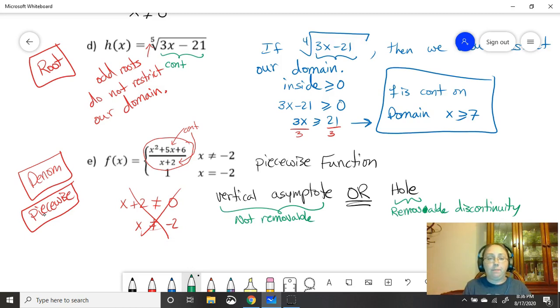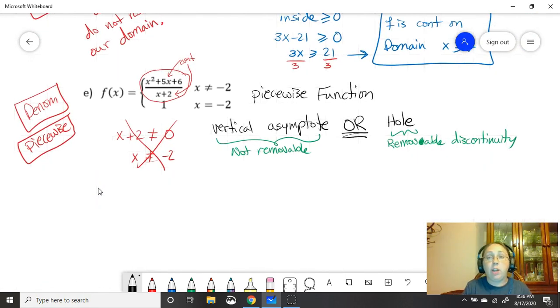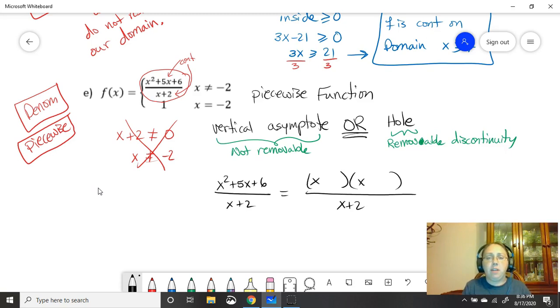Alright, so which one is it? How do we tell? Well, what you're going to do is take that function, that fraction, and factor top and bottom and try and reduce it. So x squared plus 5x plus 6 over x plus 2. So let's factor the top, two parentheses. So x squared becomes x and x. I need two numbers that multiply to be +6, but add to be +5. Plus 3 and plus 2.